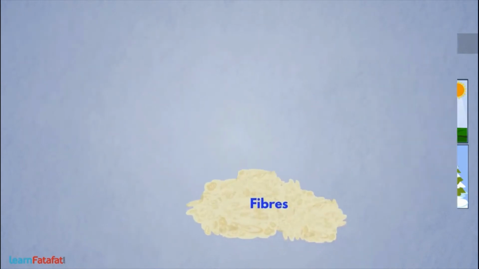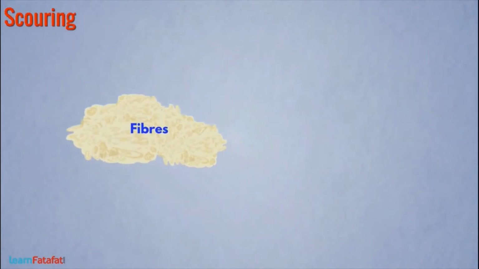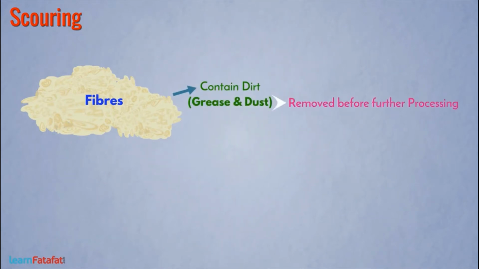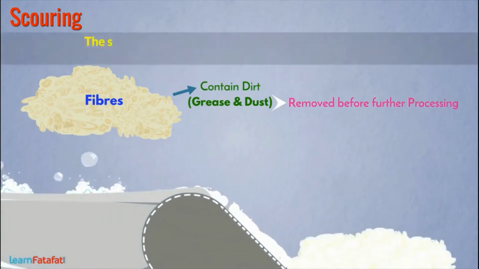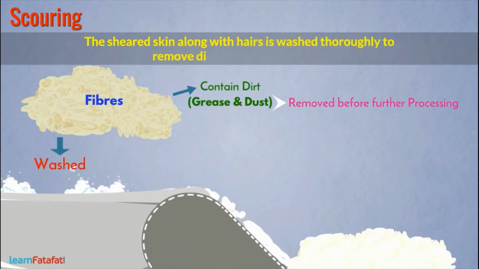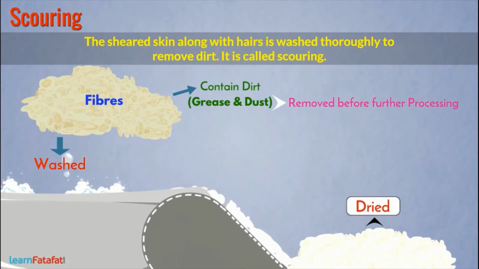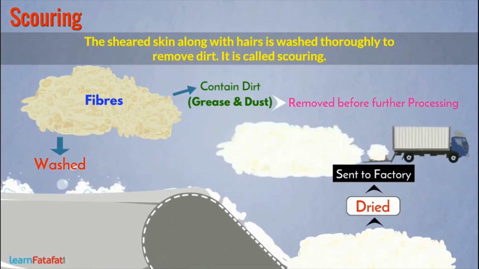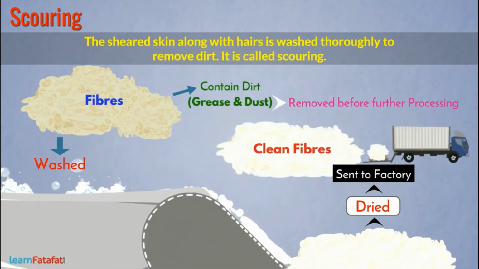After shearing, the next step is scouring. The hairs, that is fibers, obtained from shearing contain dirt such as grease and dust. It must be removed before further processing. Thus, the sheared skin along with hairs is washed thoroughly to remove dirt. It is called scouring. It is done by hand or by machines. It is then dried and sent to the factory. Scouring provides clean fibers.